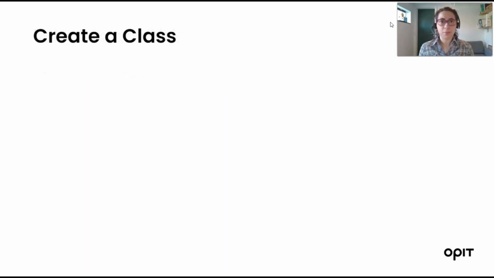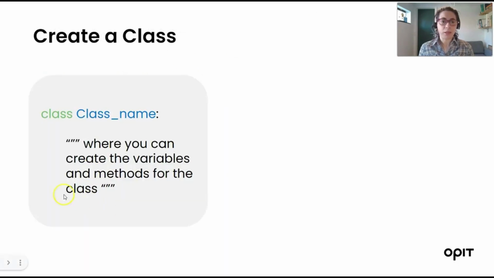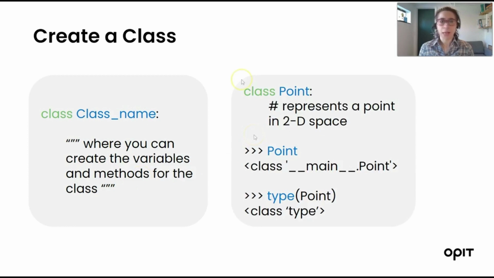To create a class in Python, you can simply type the keyword class and then the name you want to give to your class, then a colon so anything in the class is indented. There you can create variables and methods for the class. Let's see an example here. I create a class called Point, which is to represent a point in a two-dimensional space. So far my code would have nothing. It's just a header with the name of the class. No functionality, no methods, no attributes.